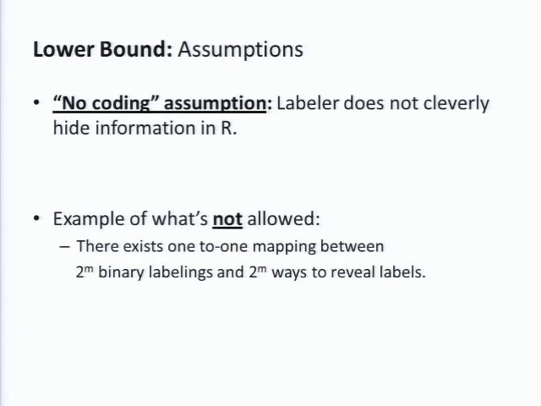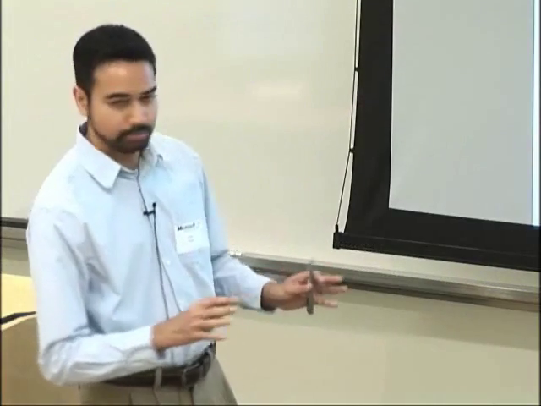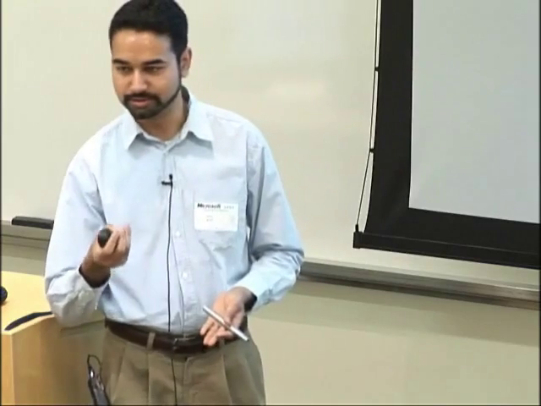And the last assumption is kind of an unusual one, but it's necessary, and that is what we call the no coding assumption. And that is that the labeler can't hide the true labeling in some clever way in the function R. We want to exclude this possibility because if he hides the true labeling in a clever way, then a very clever algorithm might be able to recover it, and we have no hope of showing that our algorithm is optimal. So let me just give you an example of a clever hiding of the information.